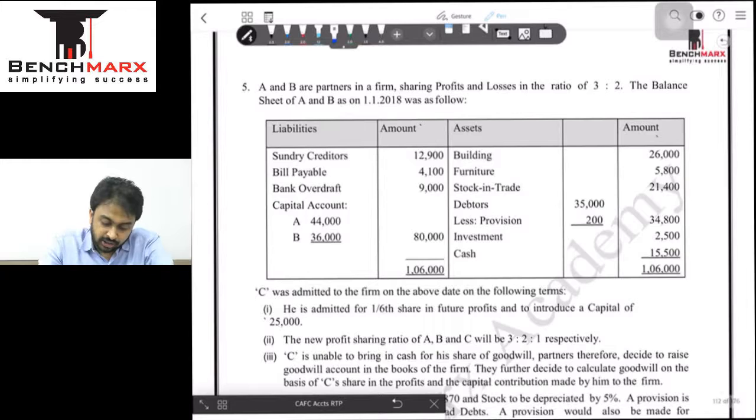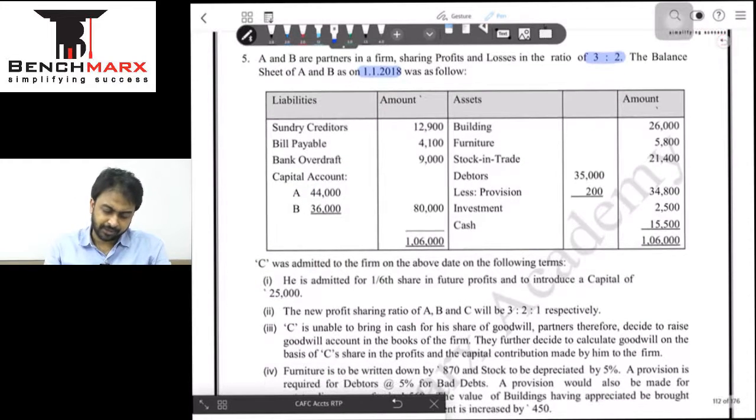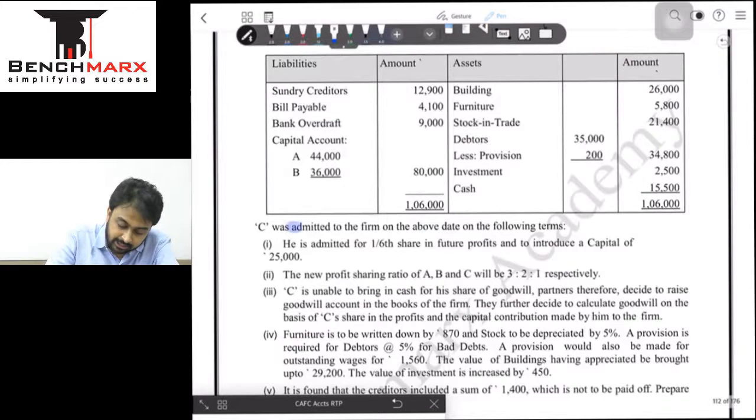A and B are partners in a firm sharing profit and losses in 3:2. This is what? This is the old PSR, two partners. The balance sheet of A and B on the 1st of January is as follows. Creditors, bills payable, overdraft, capital accounts, building, furniture, stock, debtors less provision, investment and cash. So it's a simple, regular, common balance sheet. Okay, moving ahead. C was admitted, it means it's a question on admission, on the above date with the following terms.